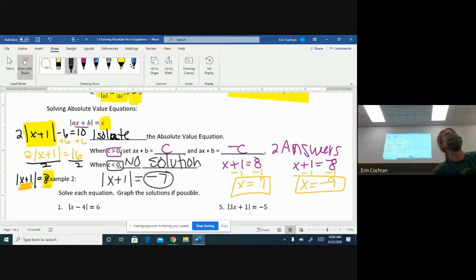What's the only number that is the same distance away from 0? 0, right? The absolute value of 0 is going to be 0. There's no positive or negative of it, right? Okay. All right, so let's go ahead and solve these.